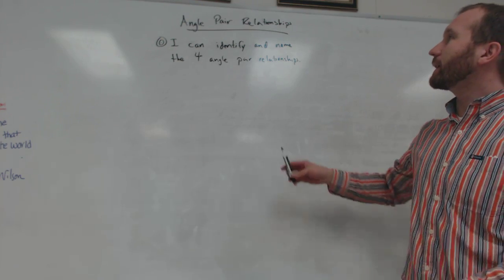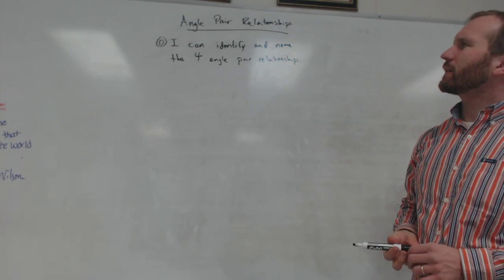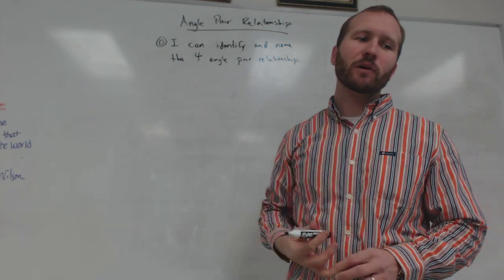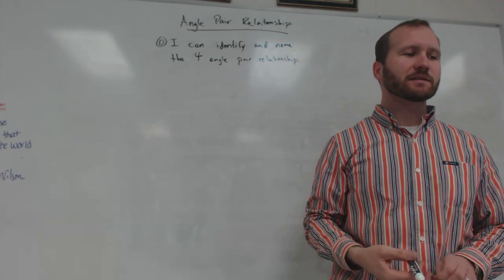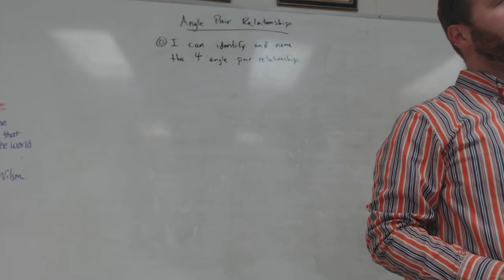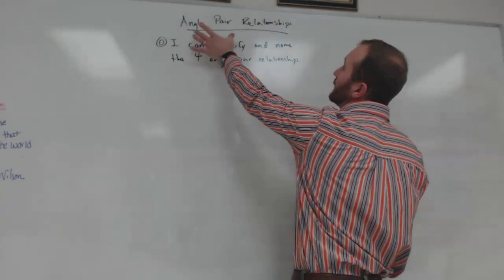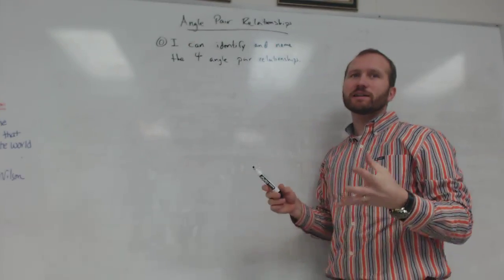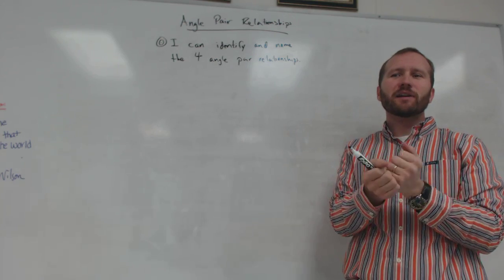All right. So we're going to focus on angle pairs today. And by the end of today, I want you to be able to name 4 different angle pair relationships. But I bet, if you think about this, you can already name 2. So what does angle pair mean? An angle pair is just 2 angles. So do we already know the name?